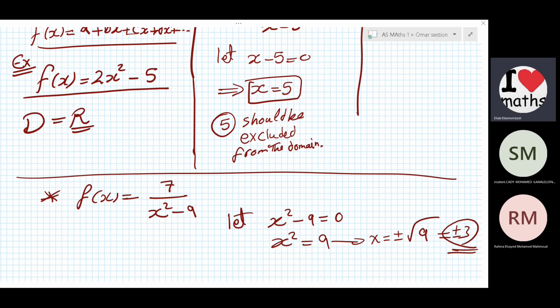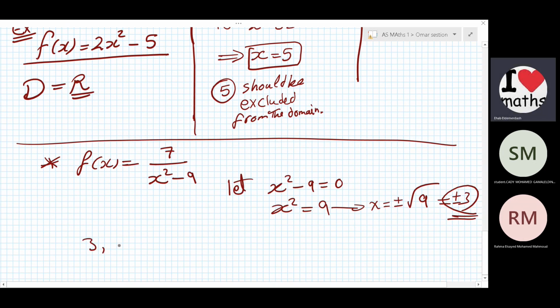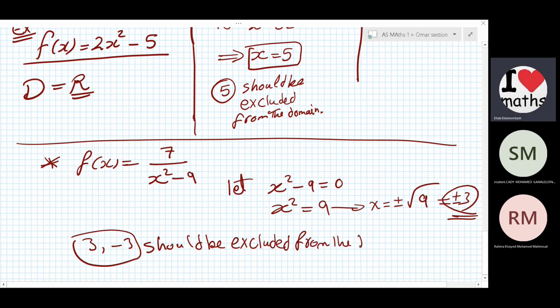Why should I exclude both? Because if I replace x by 3 or by negative 3, the power 2 of it will make it 9, and 9 minus 9 will not work. So your answer in this question is to say 3 and negative 3 should be excluded from the domain. Am I clear on that? Tell me if you don't understand. So I have two values here that I should exclude from the domain. Why? Because any of these two values will make a problem for the denominator.